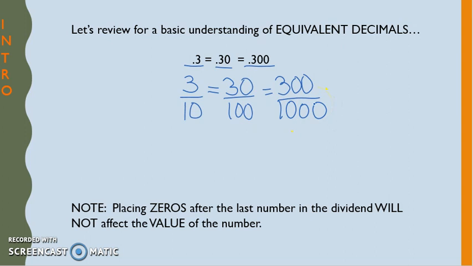And when we're working in fractions, you can eliminate some of the zeros. And what are we left with? Voila, 3/10, 3/10, 3/10. So you can see that these decimals, or in fraction form, are equivalent. And that's going to help you understand why when we're placing the zeros, we are not changing the value of the number. Okay, and I put a note down here for you. When we're placing zeros after the last number in the dividend, it will not affect the value of the number.